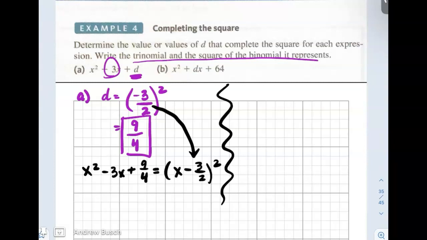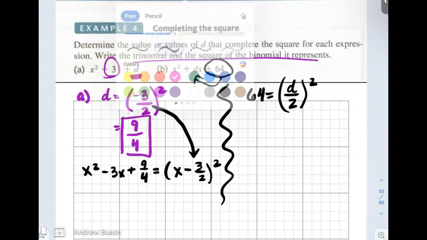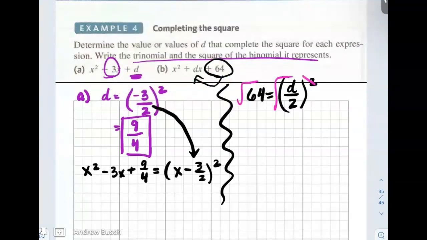Part B is a little bit backwards. They've given you the perfect number. They want to know what was the coefficient on the x. So we're using the same equation, but instead of D equals, we already know D is 64. And then we take the D, they've labeled it D, divided by 2 squared, is what made the 64. So now we're just going to solve for that. We're going to take the square root of both sides to get rid of the square. You get plus or minus 8 when you take the square root of 64.